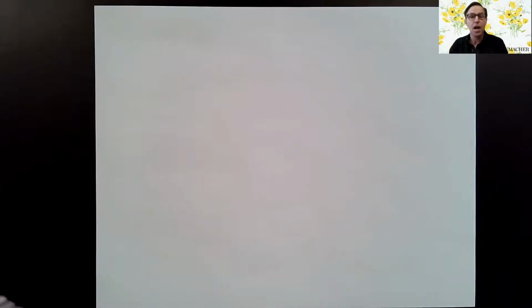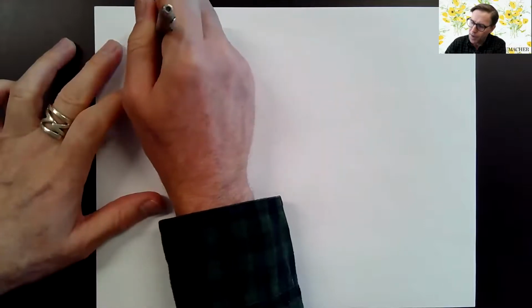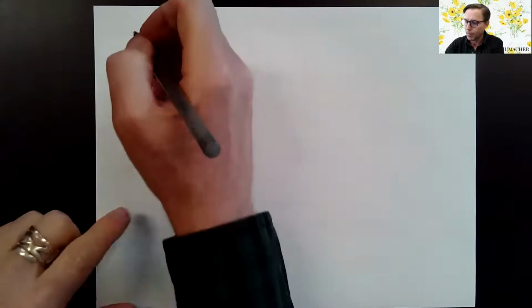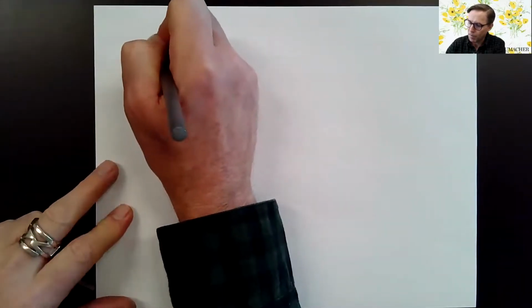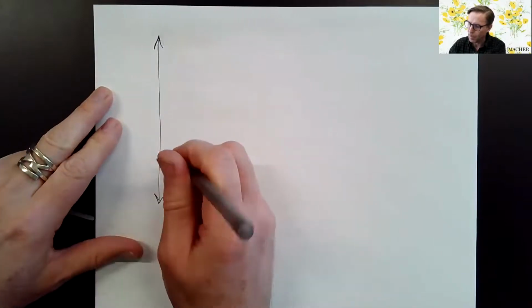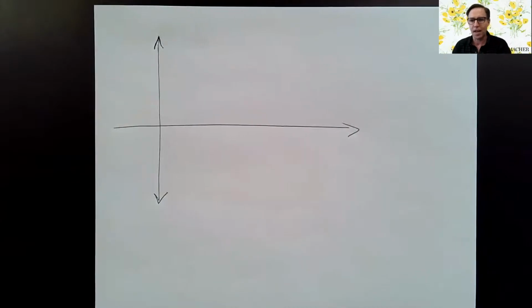I want to show you a graph because we just love graphs in physics. We love graphs in math class. We love graphs everywhere. I also love a pen that's not out of ink. So here's my vertical axis. Oh, good gracious. How many out-of-ink pens can one man have? Okay, horizontal and vertical axes.